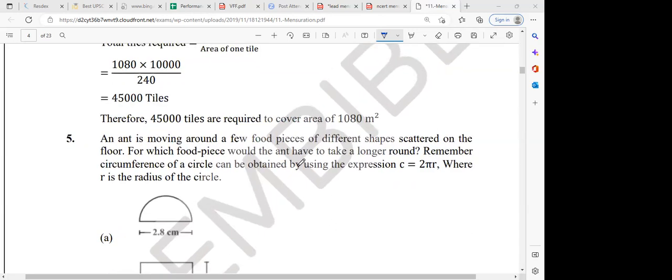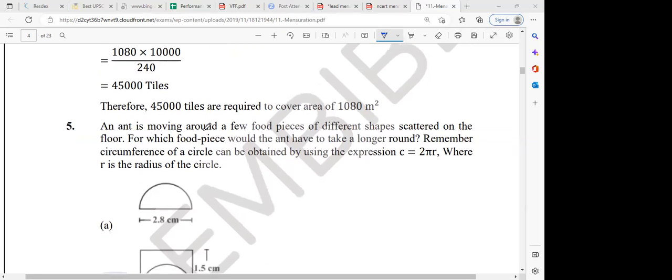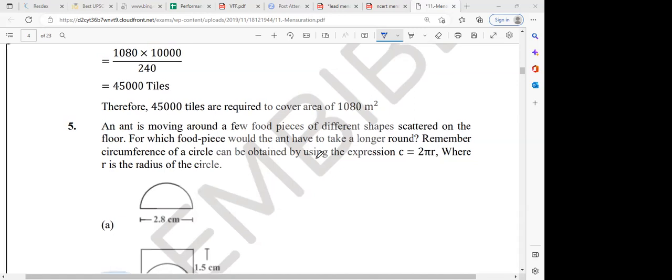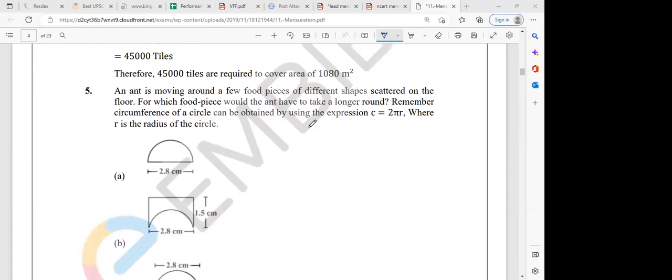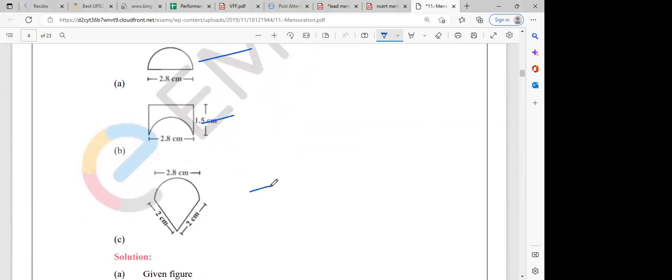Remember the circumference. You have to find this. An ant is moving around a few food pieces of different shapes scattered on the floor. For which food piece will the ant have to take a longer round? This is very easy. You have these three things A, B, C. The ant is moving around the pieces along the circumference itself. So you have to find which one will take a longer round. First you will find the circumference of this, then this, then this.